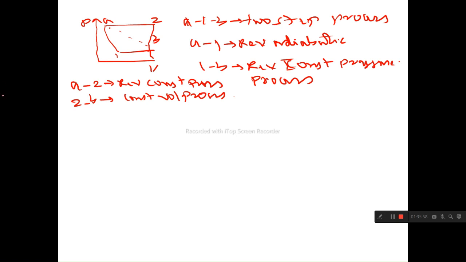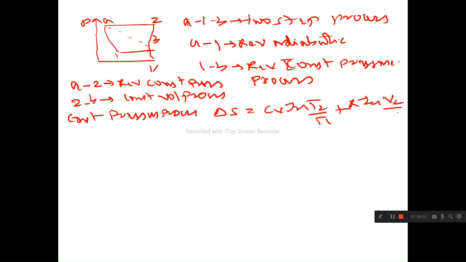So during the constant pressure process, delta S can be calculated with the help of CV ln T2 by T1 plus R into ln V2 by VA. Whereas for the constant volume process, we know delta S is CV ln of T2 by T1.